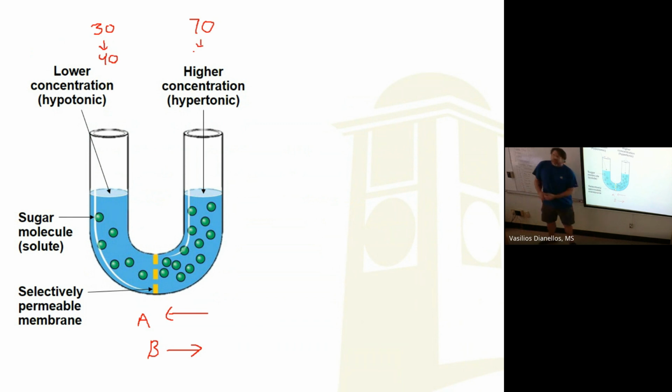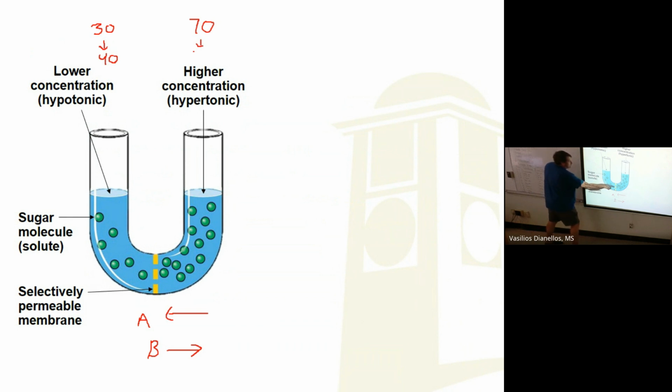Here we have a selectively permeable membrane, but the balls actually cannot go from left to right. The balls are stuck. The water can move, but the balls can't. So which way is the water going to move? A or B? Is the water going to move from left to right, or from right to left? Water's going to move B. Good. It's going to, yes, exactly. B is the correct answer.